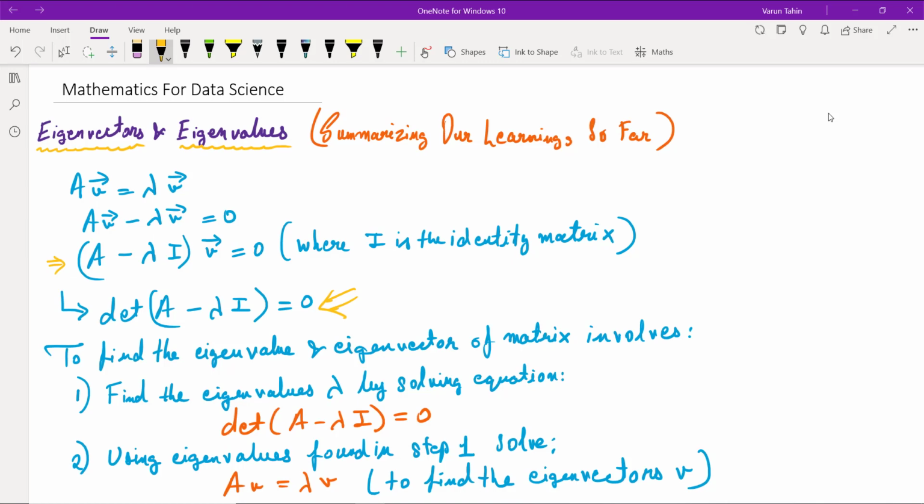And finding the eigenvalues and eigenvectors of this matrix involves finding the eigenvalue lambda by solving the equation determinant of (A minus lambda I) equals 0, and then using the lambda values, or the eigenvalues, found in step 1, we will solve the equation AV equals lambda V to find the eigenvectors of it.